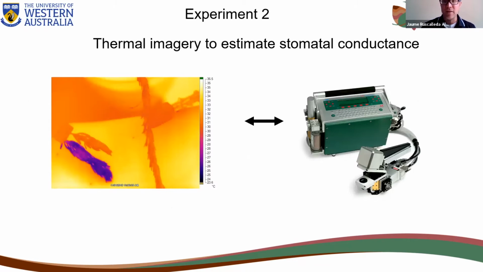In our second experiment, we used those same droughted plants to try to estimate stomatal conductance, so how much water plants are transpiring, using thermal imagery that you can see there on the left. And on the right, you can see a LI-COR, which is one of the devices that can be used to measure plant transpiration and photosynthetic activity.